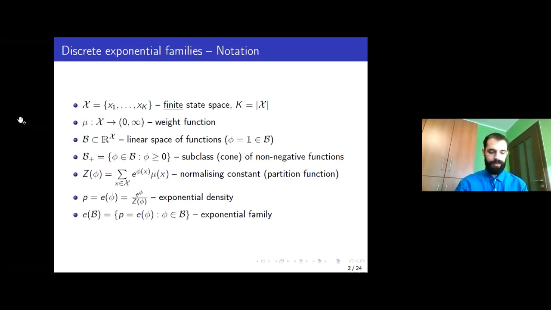Okay, so at first, let us start with basic notation, which will be used throughout the talk. Let X be the finite space of k points. Sometimes it will be called a state space, and here the finiteness of X is very important. On X, we consider a strictly positive weight function, which assigns a weight to each point in X.